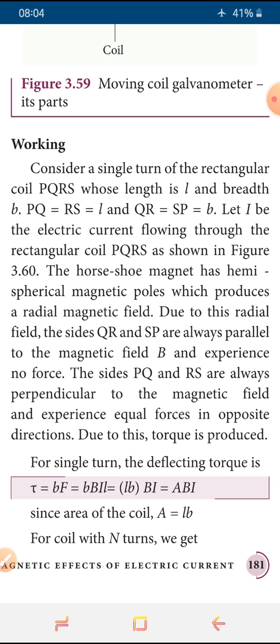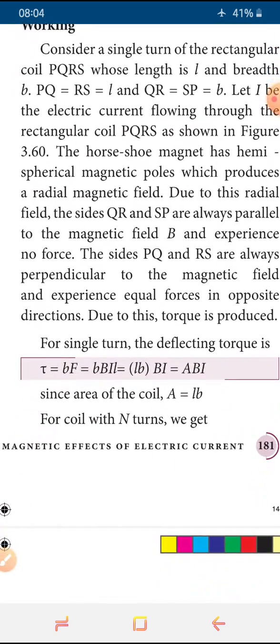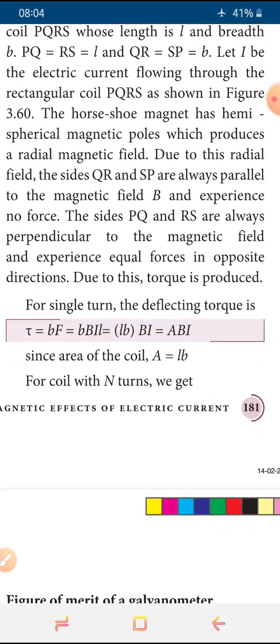And the horseshoe magnet, hemispherical, we discussed about that. Here this horseshoe magnet is giving the radial type of magnetic field. The coil is always perpendicular to the magnetic field and experiences equal and opposite forces, and these constitute a dipole. Then we are coming to the point.